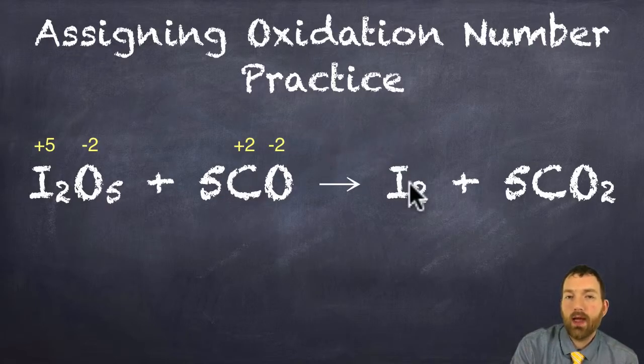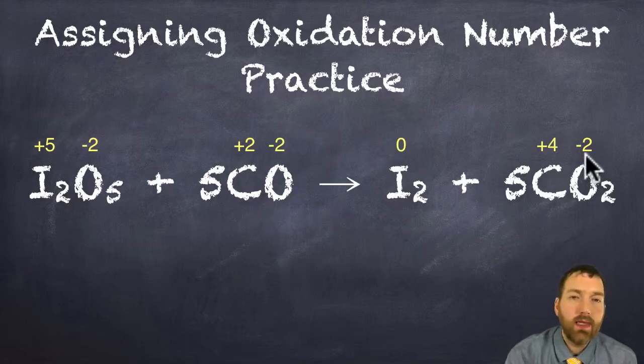Okay, next I have I2. So this is technically an uncombined element. It's not bonded to an atom of another kind. So rule number 1 says its oxidation number is 0. And then last, I have carbon dioxide. Oxygen, of course, is -2. I have 4 -2s. So that means this carbon needs to be a +4 to balance it out. +4 and -4 would be 0.